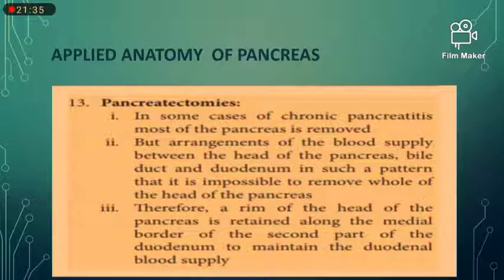It is retained along the medial border of the second part of the duodenum to maintain the duodenal blood supply. As we know, it is commonly supplied by the pancreaticoduodenal arteries, that is the superior pancreaticoduodenal and inferior pancreaticoduodenal arteries. So that's why you cannot remove those arteries. It will hamper the blood supply to the duodenum.